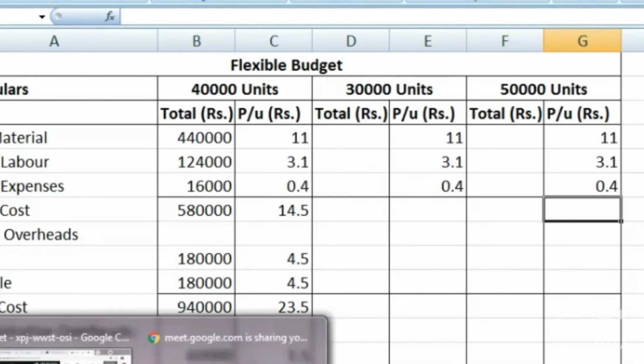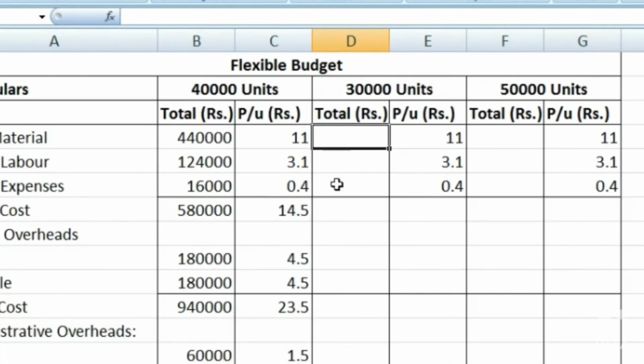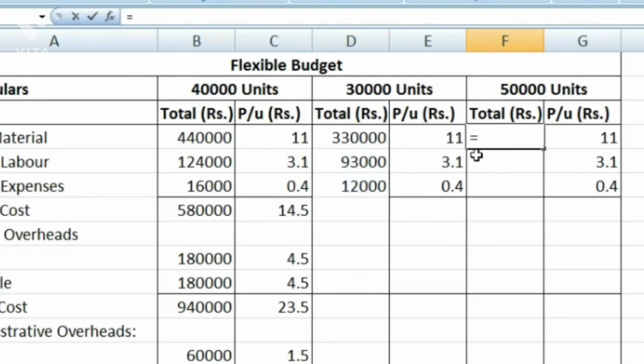How is the total changed, right? So it changes like this. This 30,000, because we are preparing it for 30,000, multiply by 11. So what is your answer? 3,30,000. In the same way, the total cost is like this. Okay, everybody check on your calculator. Am I correct or wrong?